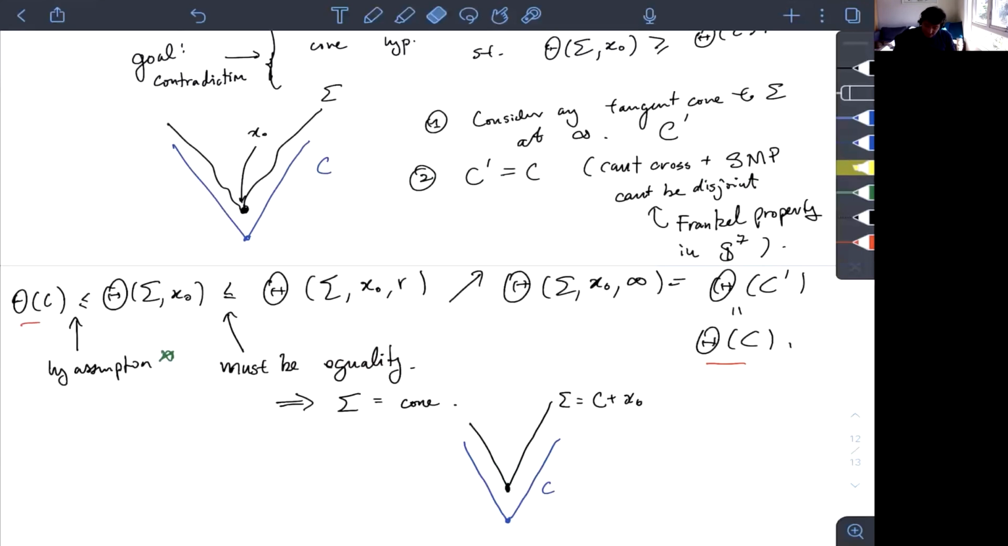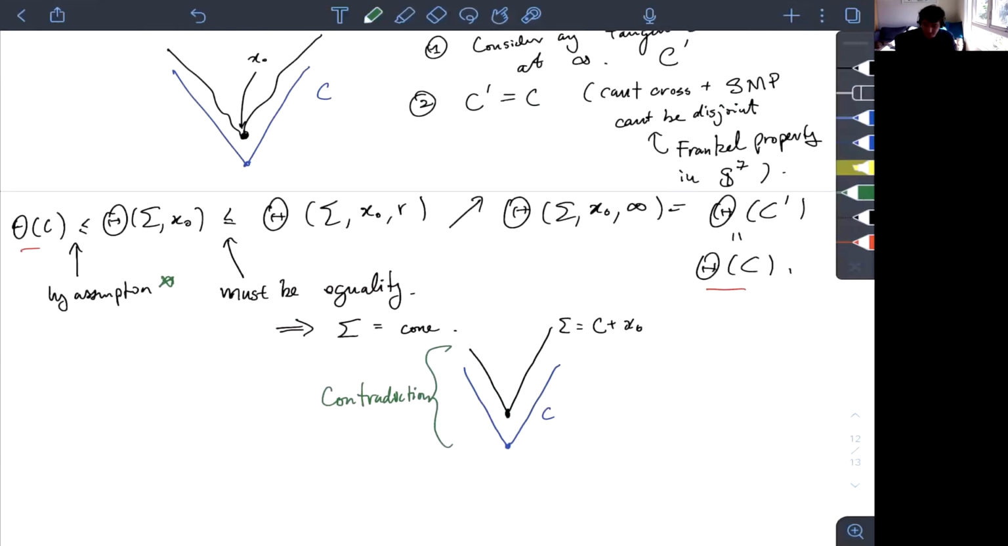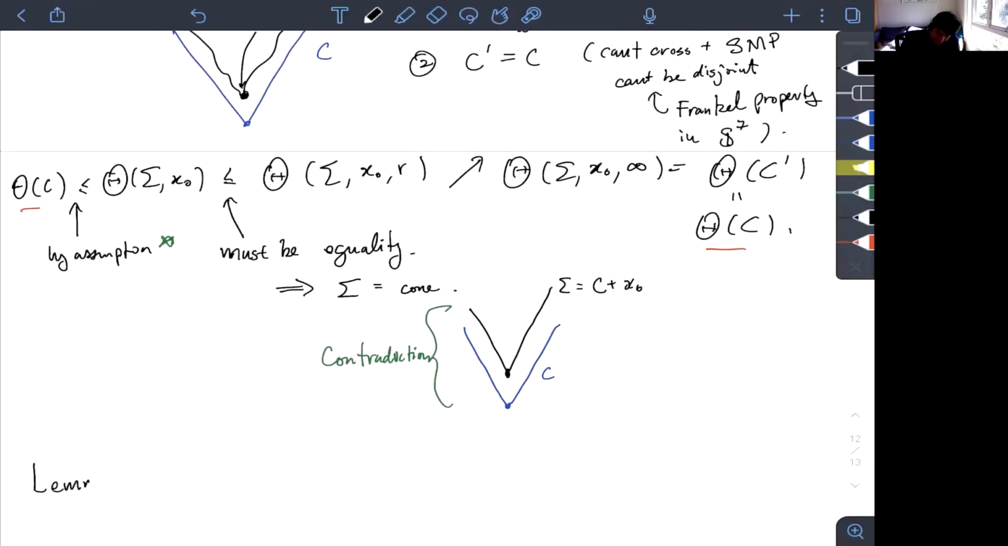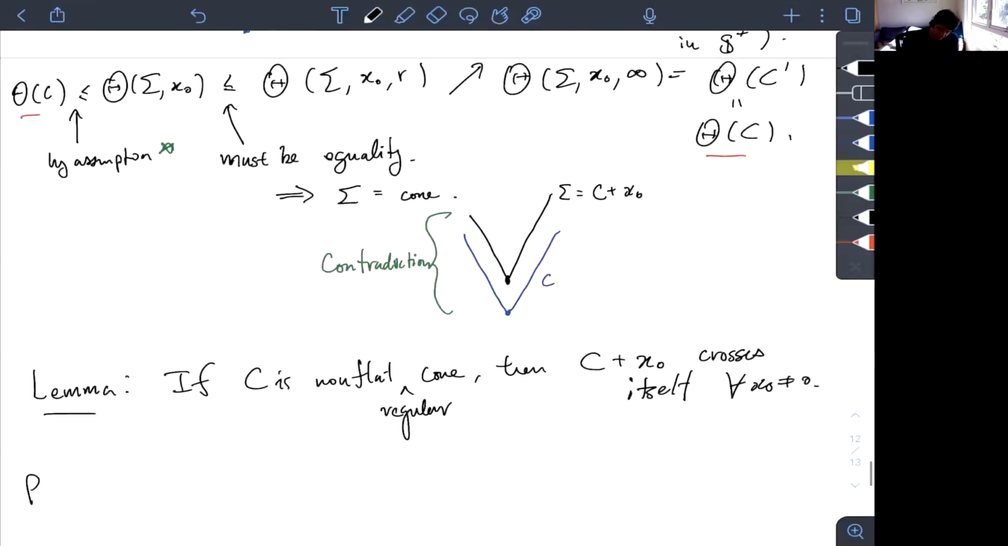Okay, so now this picture, I claim, is a contradiction. And that's going to be the result of the following geometric lemma. If you have a non-flat regular hypercone, then translating it by some vector, it must cross the original cone, for any vector that's non-zero. Okay, so let me prove this.